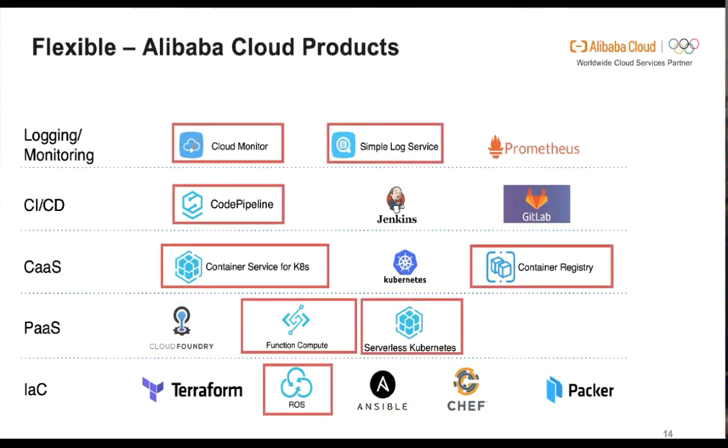But what we have at Alibaba Cloud, you can say Cloud Monitor, our product, and Log Service, very powerful. Code Pipeline, you can take a note here: Code Pipeline is now only available in the domestic market. Okay, so I would suggest you consider Jenkins or GitLab to manage your product pipeline. And we have the Container Service, which I will introduce today, and Container Registry, and also Function Compute, right? And the ROS.